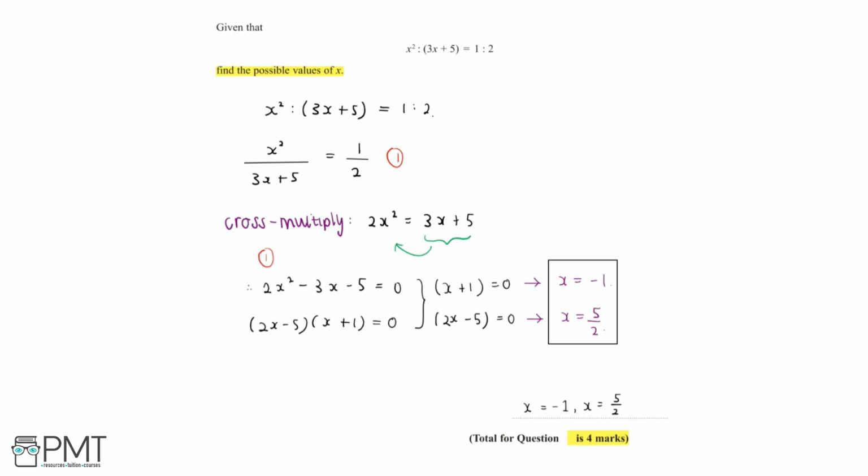We get the third mark for beginning to solve the quadratic equation, and we did this by factorising, and for saying that 2x minus 5 multiplied by x plus 1 is equal to 0. And our fourth and final mark is for using our factorised equation to find that x is equal to minus 1 and x is equal to 5 over 2, allowing us to get the full 4 marks needed in this question.